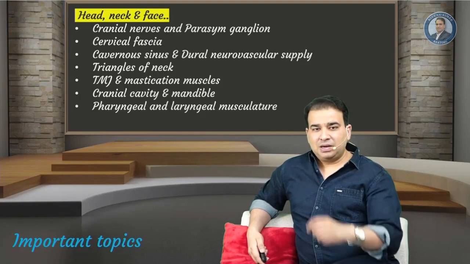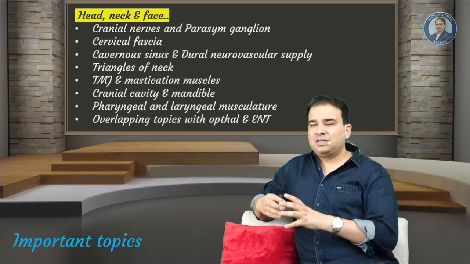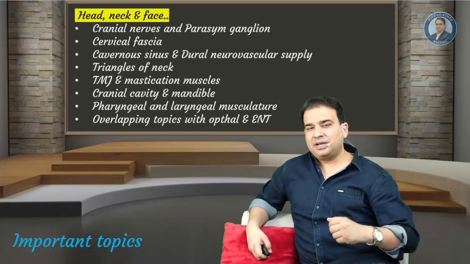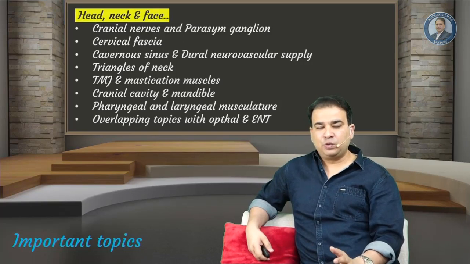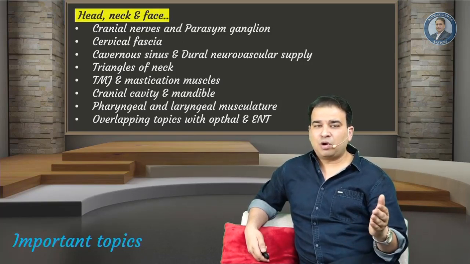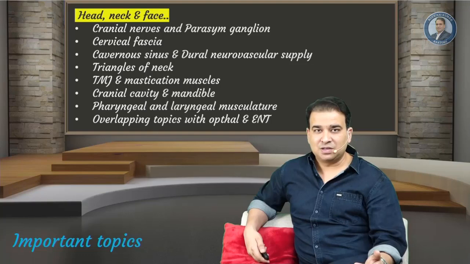Also in the head and neck part, the pharynx and larynx are topics which overlap with ENT and ophthalmology. But I would say that in the larynx and pharynx, in the anatomy part, your responsibility is to read about the muscles. The laryngeal muscles are a very important image-based question, and also the pharynx, the constrictors, the structures passing between the constrictors.